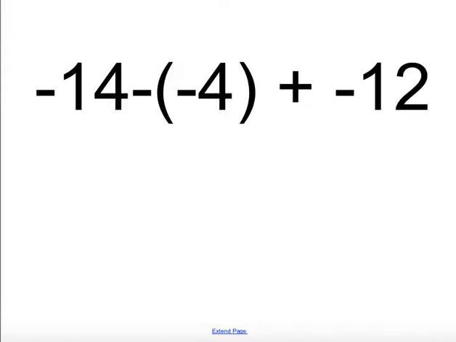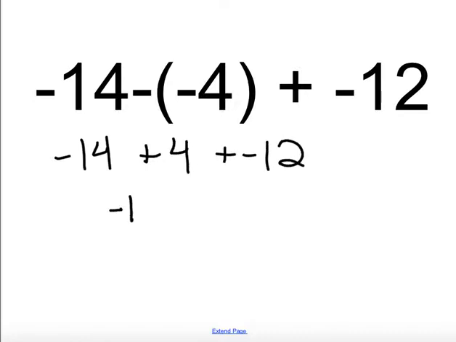Well, let's turn this all into addition. We have negative 14 plus 4 plus a negative 12, and going left to right we have negative 10 plus a negative 12 is a negative 22. All right. Lots of different examples of these, but let's look at some word problems.